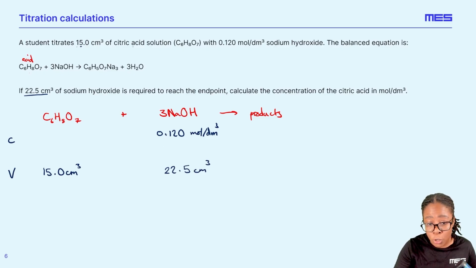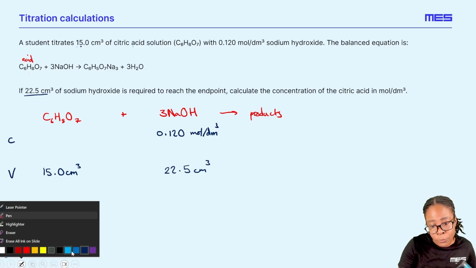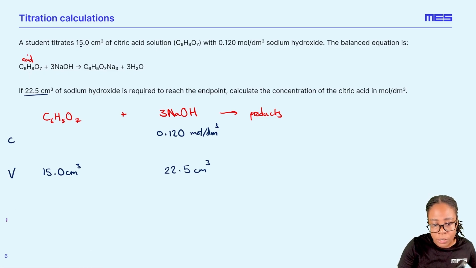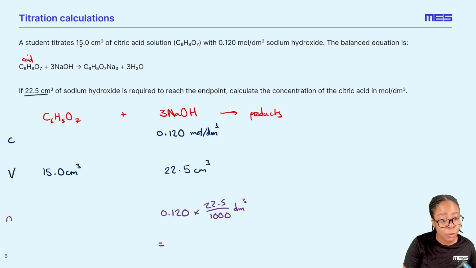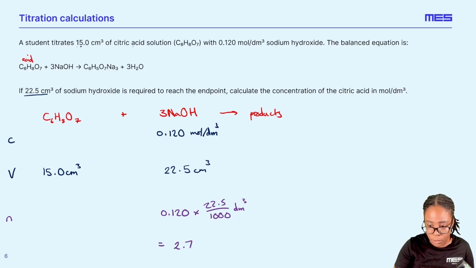So because we've got the concentration and the volume for the sodium hydroxide, we can start by calculating the number of moles for the sodium hydroxide as concentration times volume. 0.120 times 22.5 over 1,000. Again, we need to make sure that's in decimeters cubed. And that gives us, for our number of moles, 2.7 times 10 to the minus 3.